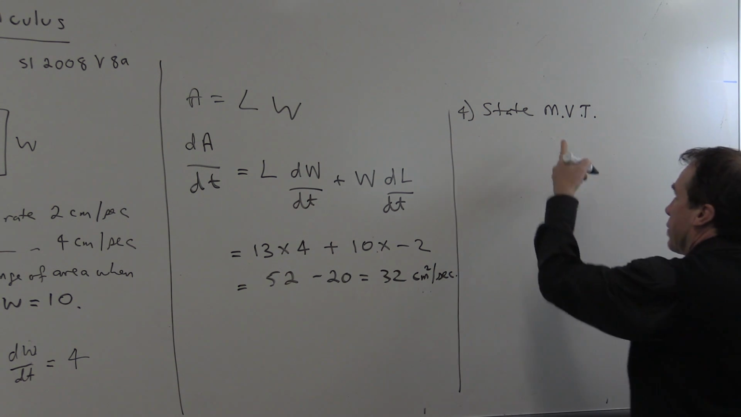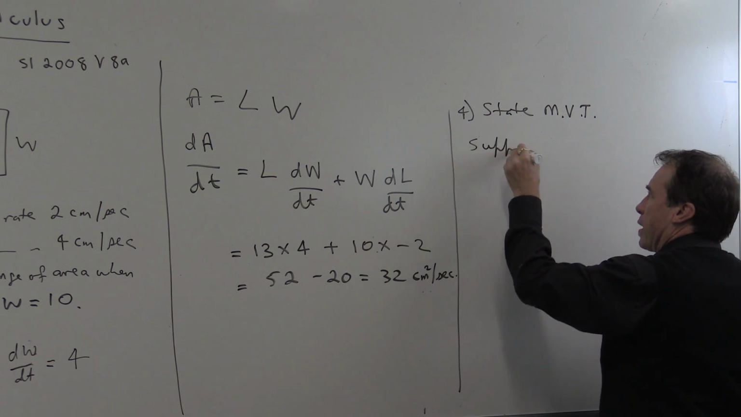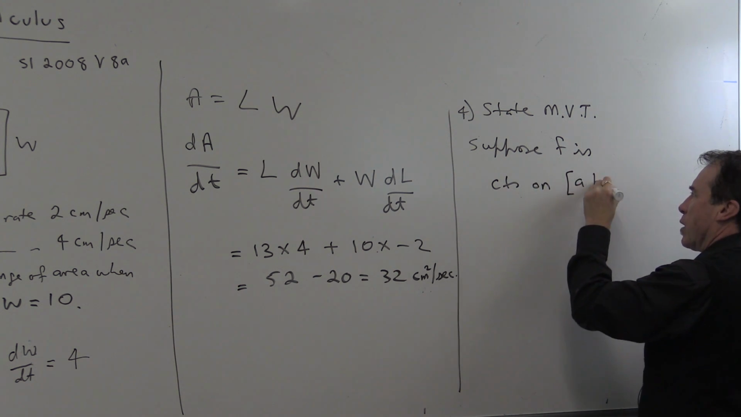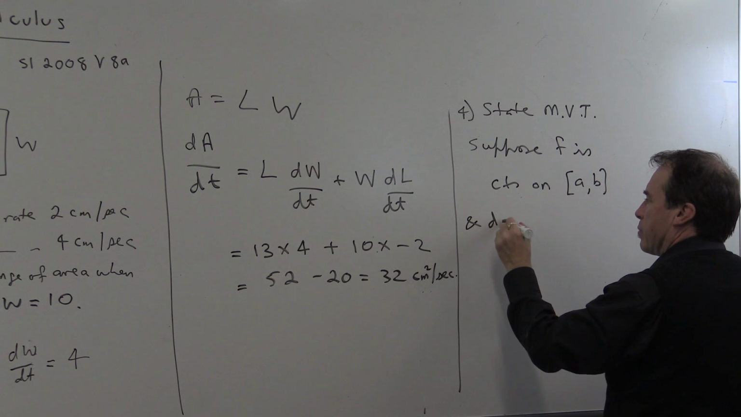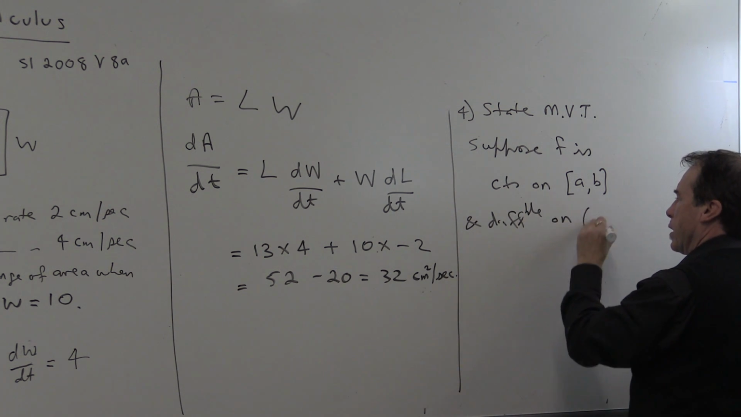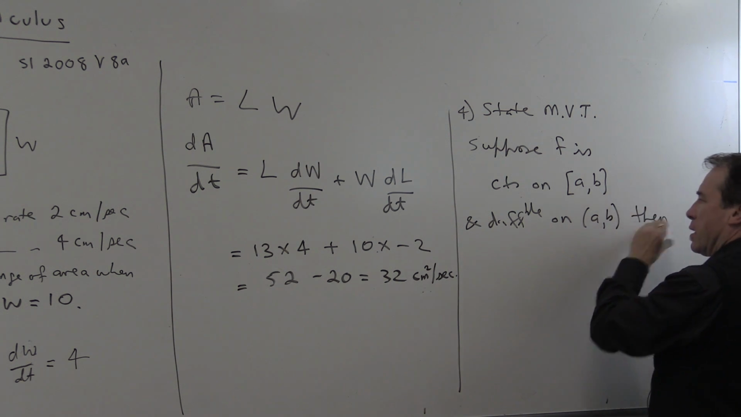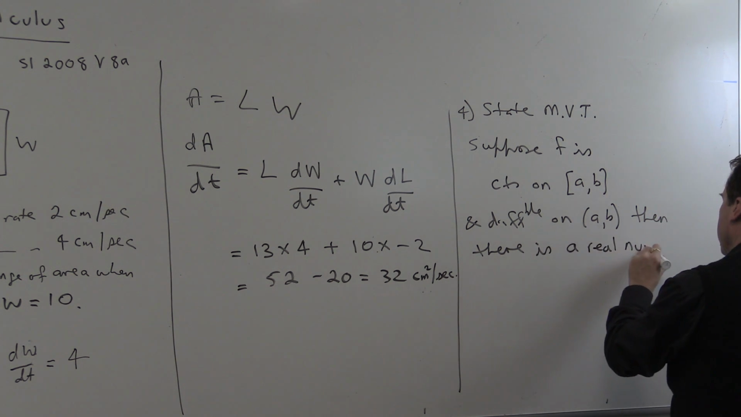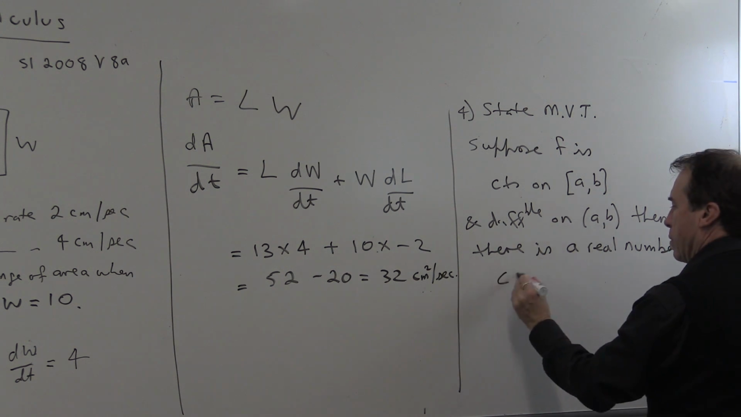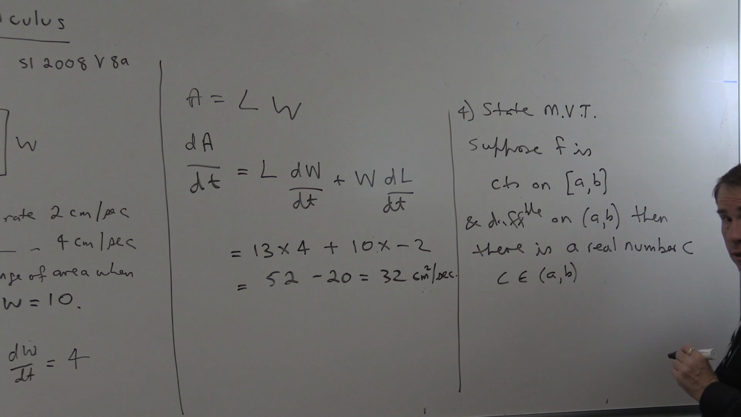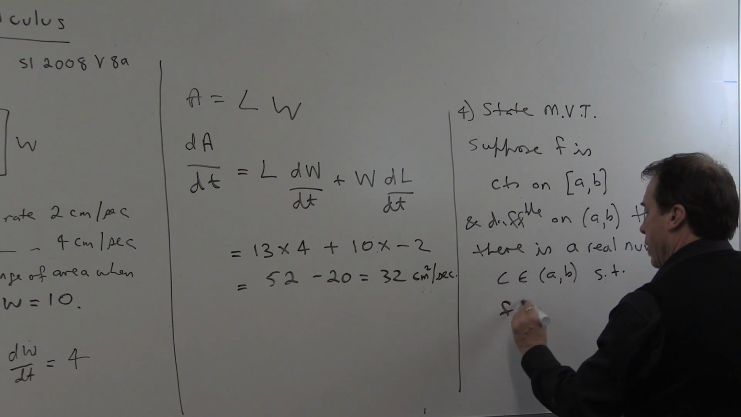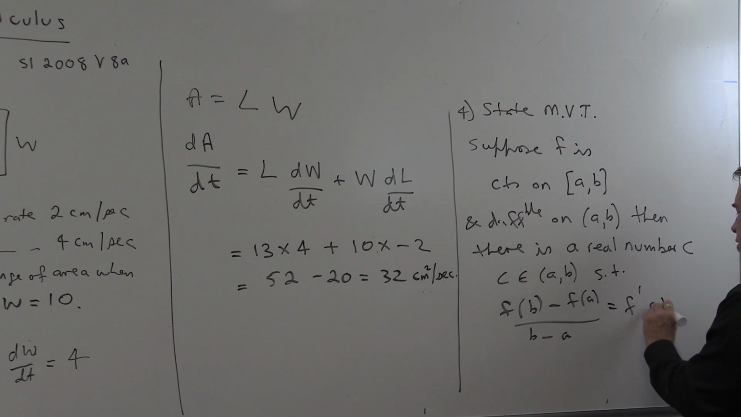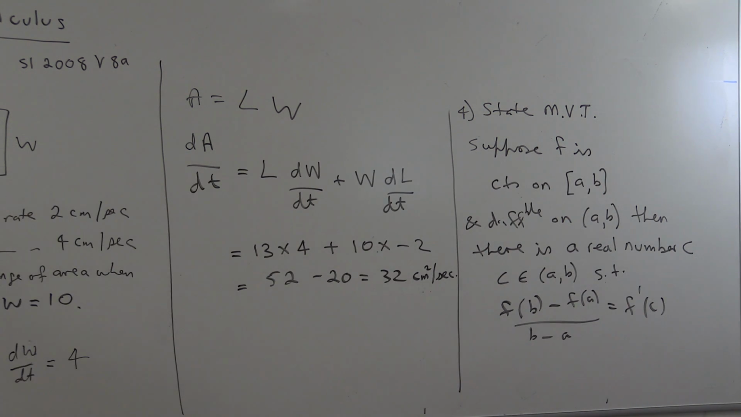So the conditions are, for the mean value theorem, we take a function, suppose f is continuous on a closed interval [a,b], and it's got to be differentiable on an open interval (a,b), then the theorem says there exists, or there is, a real number c, and c belongs to the open interval (a,b), such that (f(b) minus f(a)) divided by (b minus a) is f'(c). Well, that's a nice formula, but what does it mean?